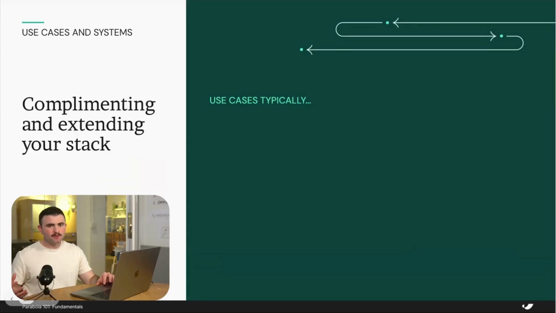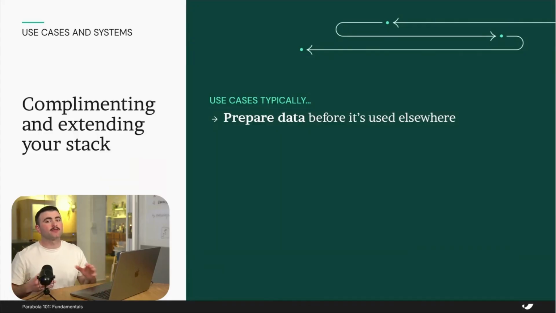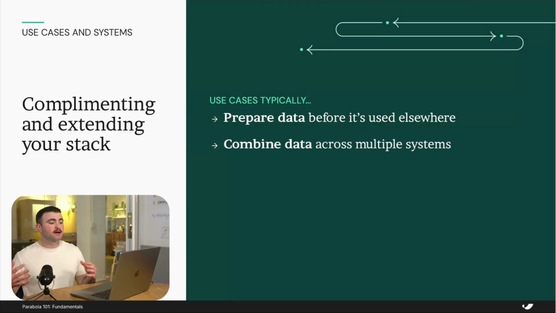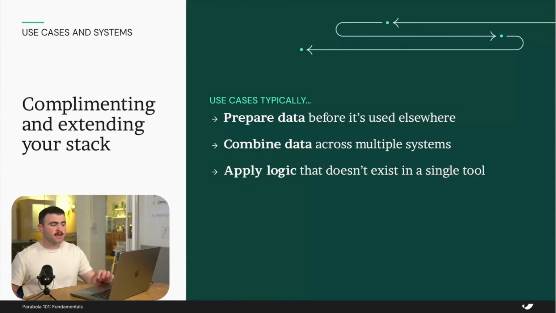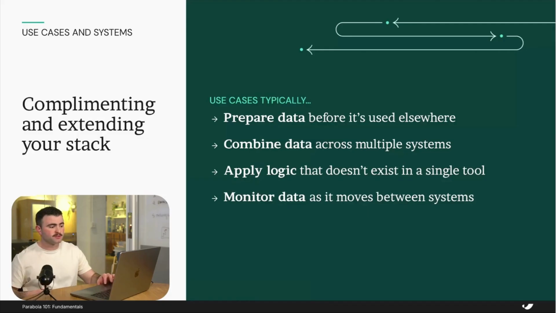To make it even simpler, you can think about Parabola as the layer that prepares data for downstream systems and processes. It combines data across sources. It applies logic that maybe doesn't come out of the box in some of your existing tools. And it monitors all the systems that you don't have time to check all day, every day.